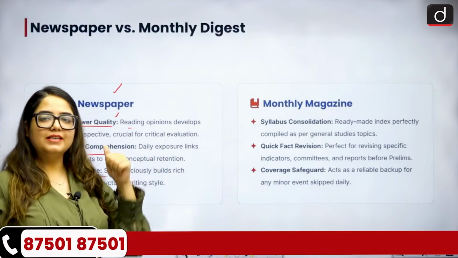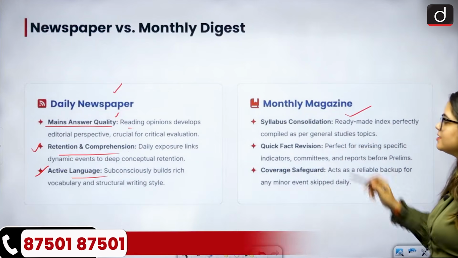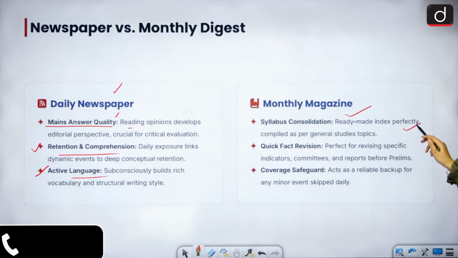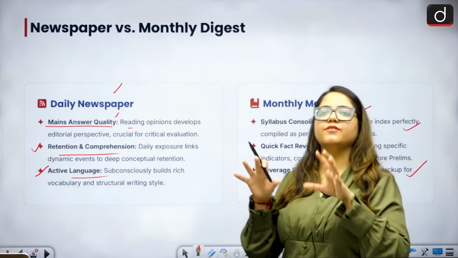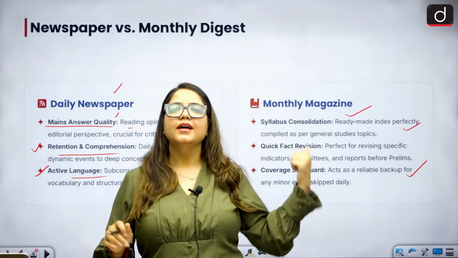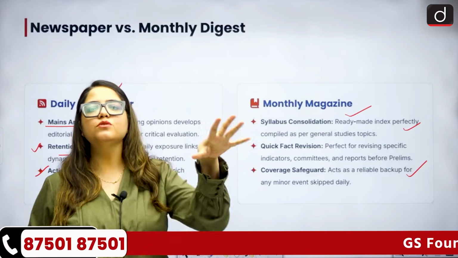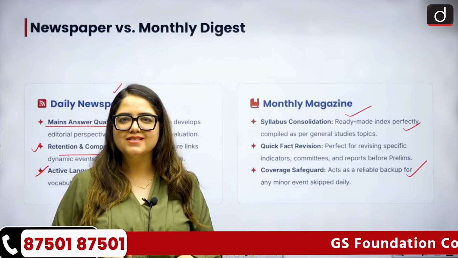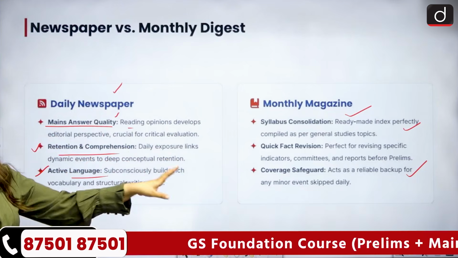And the monthly magazine, yes, that is also necessary. Why do we say that? Because it gives you syllabus consolidation, revision, as well as an overall coverage safeguard. Like by chance, if you have missed something in the newspaper, it comes in as a handy second source to help you understand that you don't miss anything out. Yes, exactly. So both have their own importance, and yes, you have to address both of them.